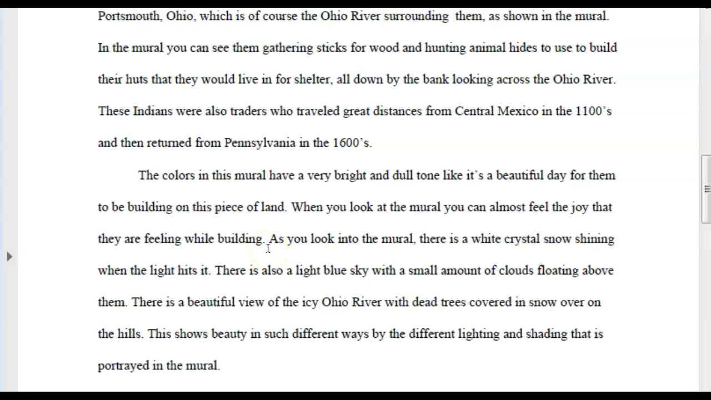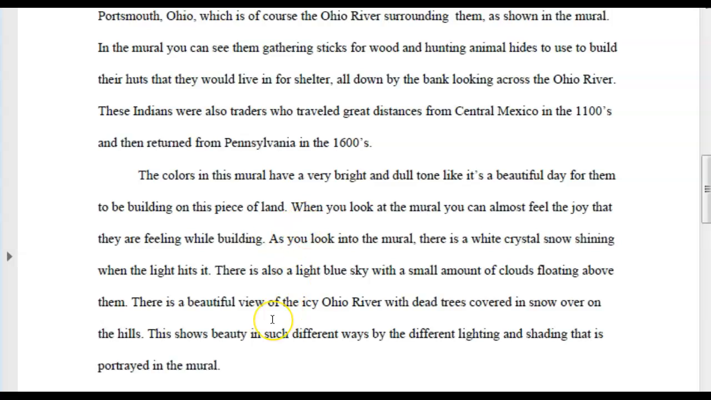What needs to happen is to take this a step further and explain how these details help support that argument. So if your overall paper is about guilt and how the murals are trying to invoke guilt, explain how this is guilt. How do the colors help with that idea of guilt?